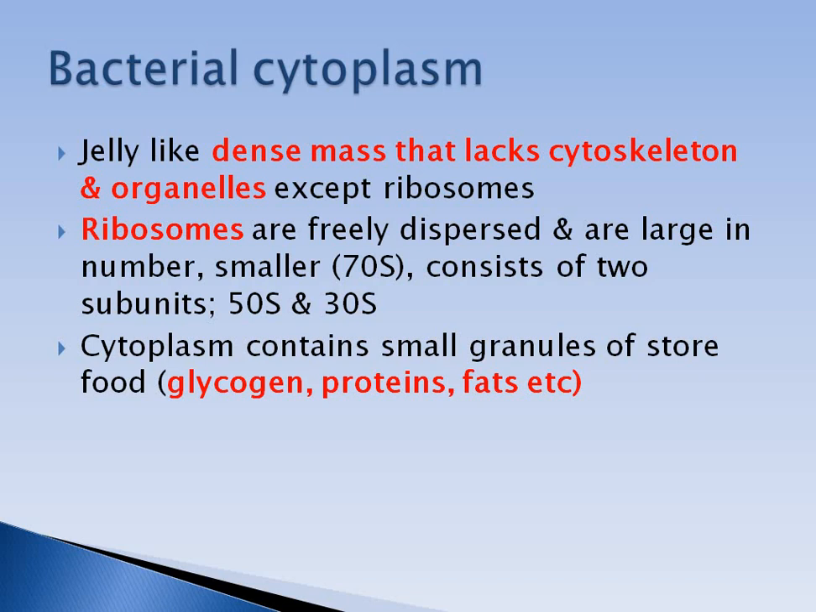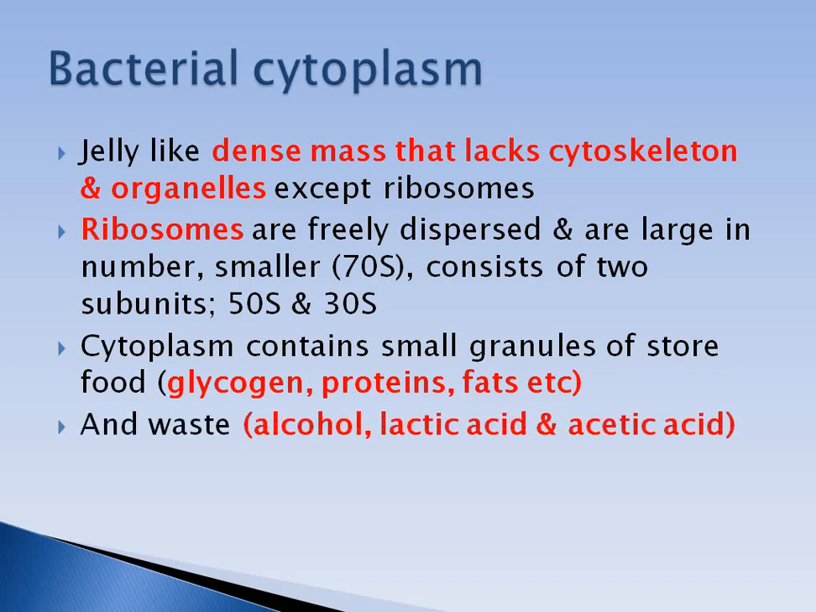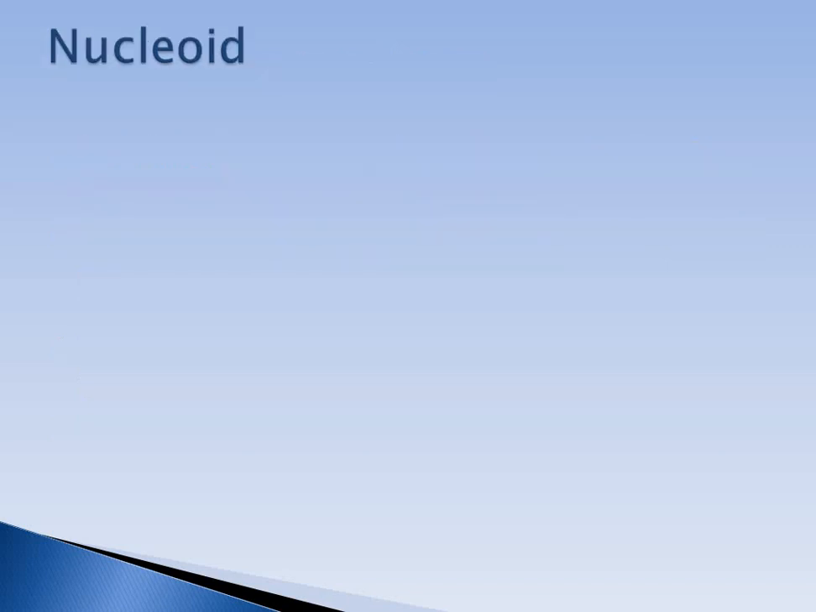Cytoplasm also consists of some inclusions or some granules. These granules may have a molecule or a food molecule which is required to be stored, and usually it includes glycogen, proteins, and fats. Or these granules may have a waste in them which is required to be released out of the cell, and that waste may be alcohol, lactic acid, or acetic acid.